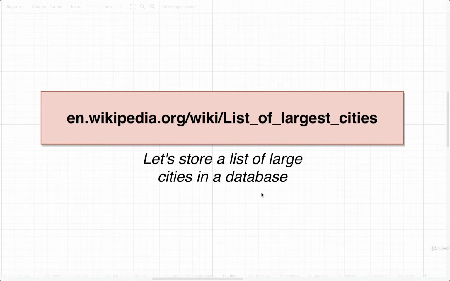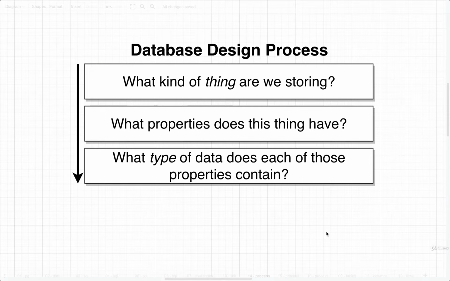Now, to understand how we're going to design and set up our database to do this, we're going to go through a little design process that we're going to repeat many times inside this course. We're going to ask ourselves 3 different questions and use the answers to each of these questions to set up our database. The first thing we're going to ask ourselves is, what kind of thing are we storing? We're then going to ask ourselves what properties this thing has, and then finally, what type of data each of those properties refer to or contains.